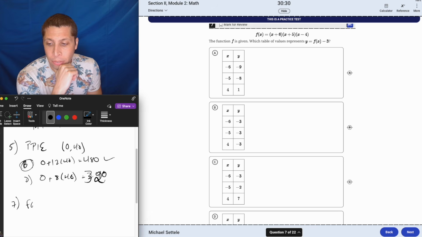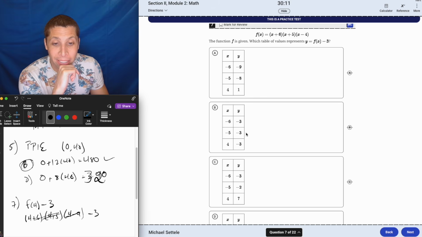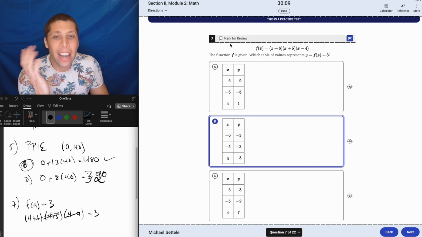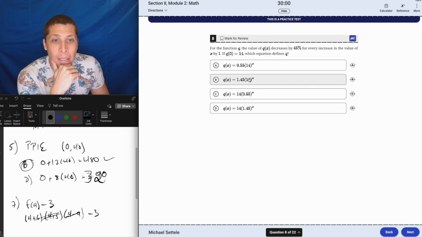So I'm doing f of 4 minus 3. So f of 4 is 4 plus 6 times 4 plus 5 times 4 minus 4. Oh my God, minus 3. So that's 0. So that knocks everything out. So it's negative 3. It's this. I will definitely come back to this with Desmos. It's got to be that, but it's just a good example of like, it takes 2 seconds in Desmos. But let's move on for now.